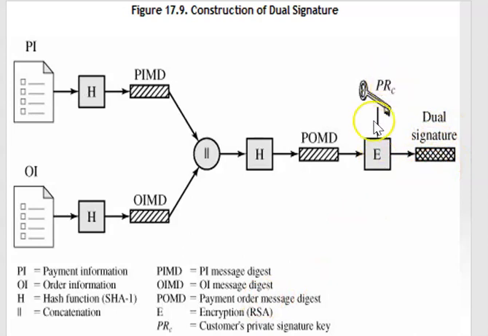So this is the private key of the customer. You can see POMD, payment order message digest. Encryption is done using RSA. Then this is a function of the concatenation and so on. So this is the way in which the dual signature will be generated.